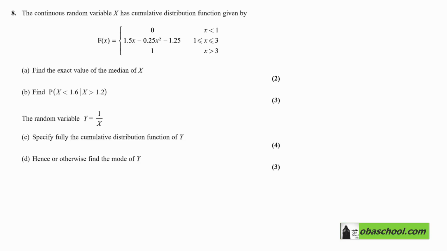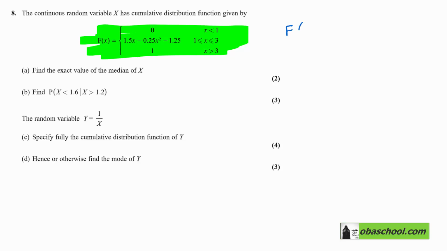The continuous random variable x has cumulative distribution function given as shown just here. Remember, the cumulative function, F(x), is the probability of X being less than or equal to x. In part A, we want to find the exact value of the median of x.